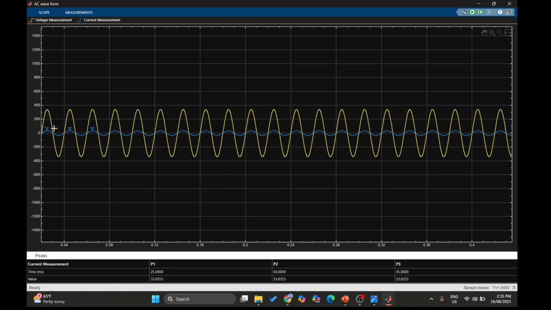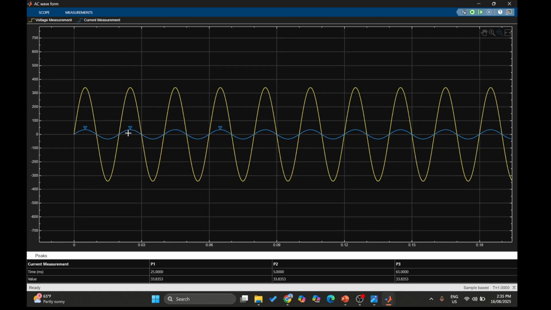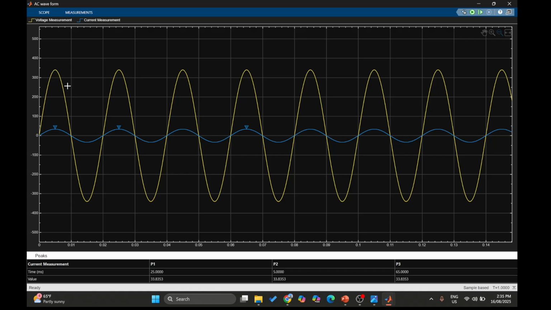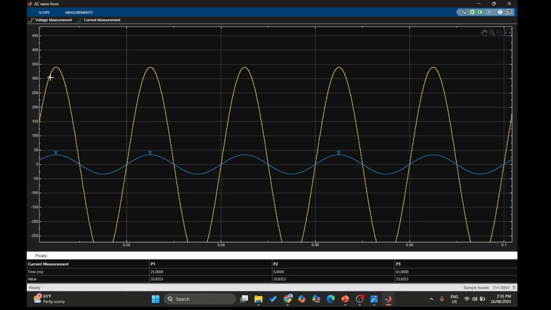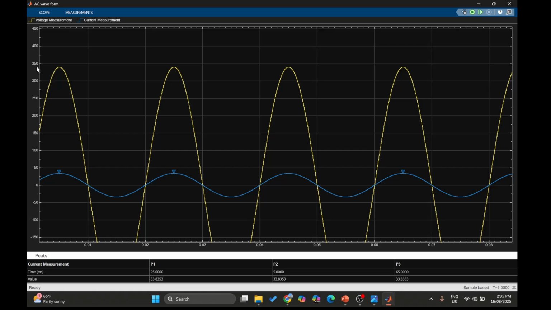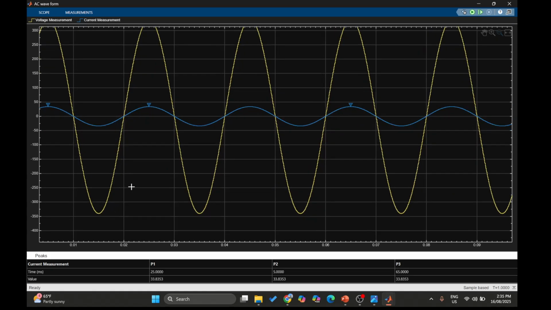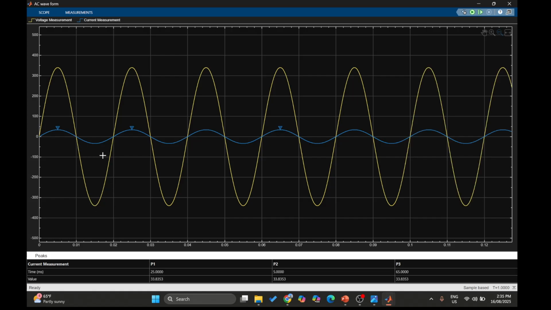Okay, what you can see here is the sinusoidal waveform of an AC signal. Yellow is the voltage waveform, and blue is the current waveform. We have calculated, or found, that our peak voltage is 340. So yes, it is 340 here. Peak voltage is 340, and negative 340 in the second half.